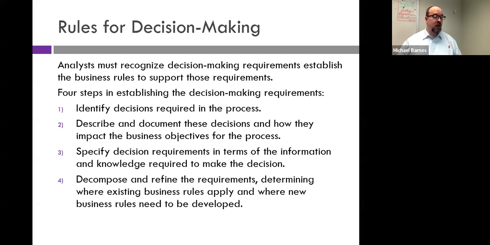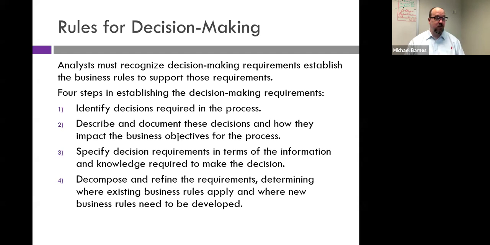Then we specify decision requirements in terms of the information and knowledge required to make the decision. What does this mean? This is basically saying that once we've decided upon what decisions we need to make and how we're going to document those, then we're going to say, what do we need? What information do we need? What knowledge that we don't currently possess do we need to be able to implement the results that we need for these decisions?